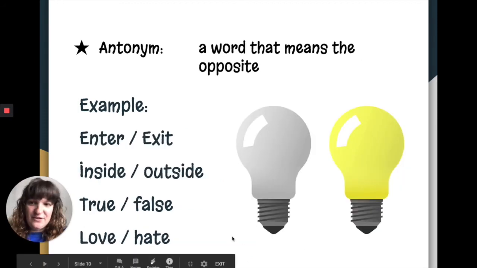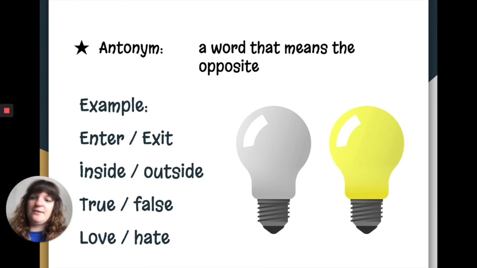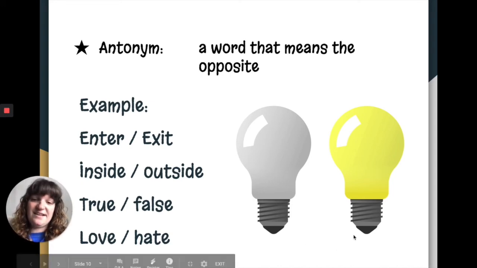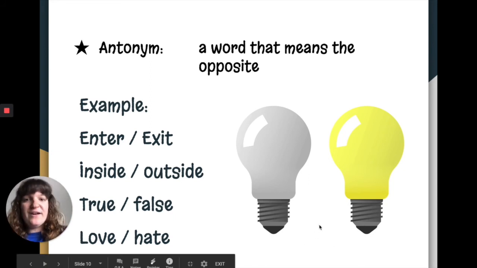Perhaps my favorite are those antonyms, words that mean the opposite. So an antonym is an antonym of a synonym. Some of the examples I provided for you were enter, exit, inside, outside, true, false, love, hate, and our favorite light bulbs, off and on.